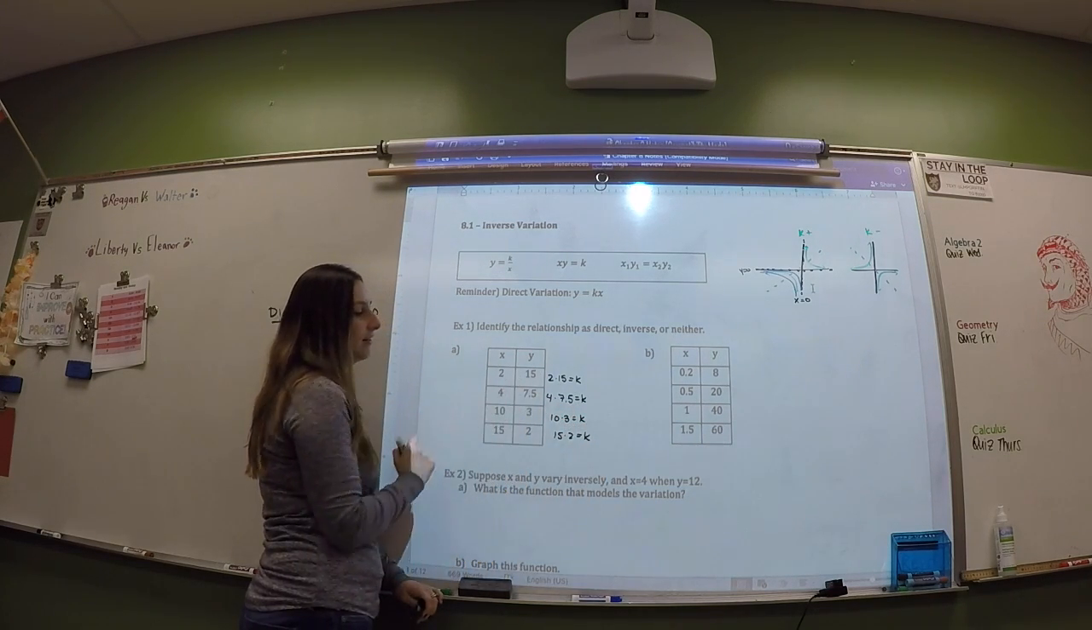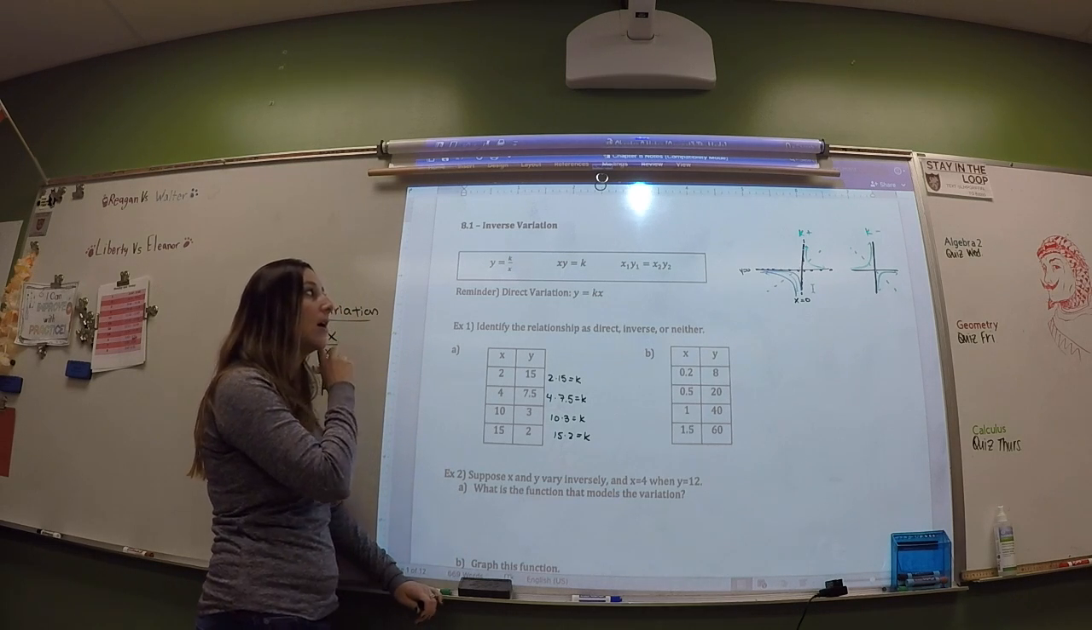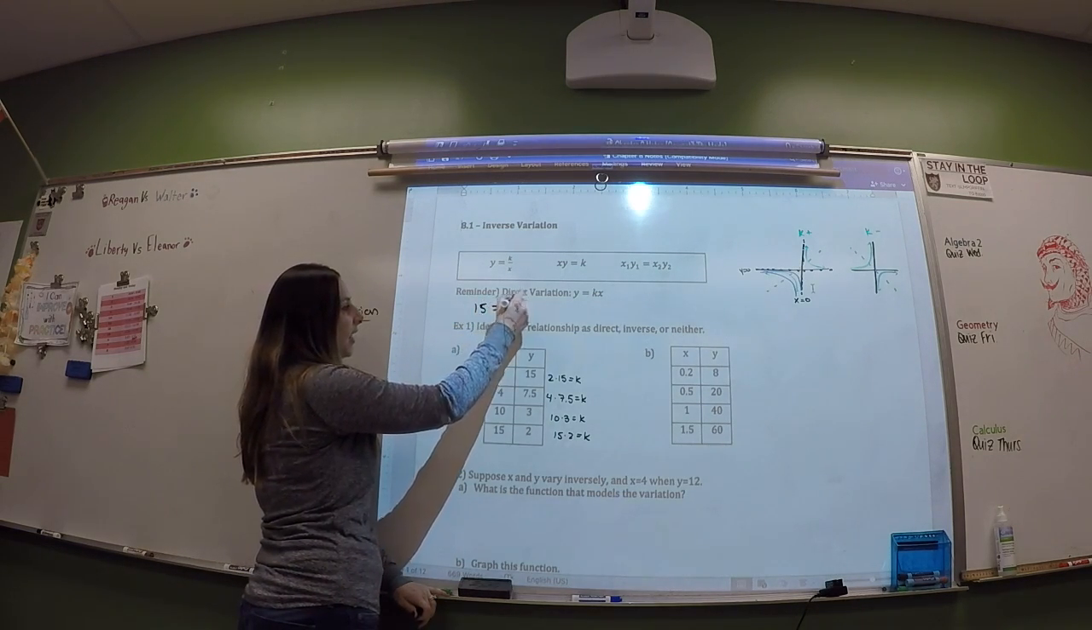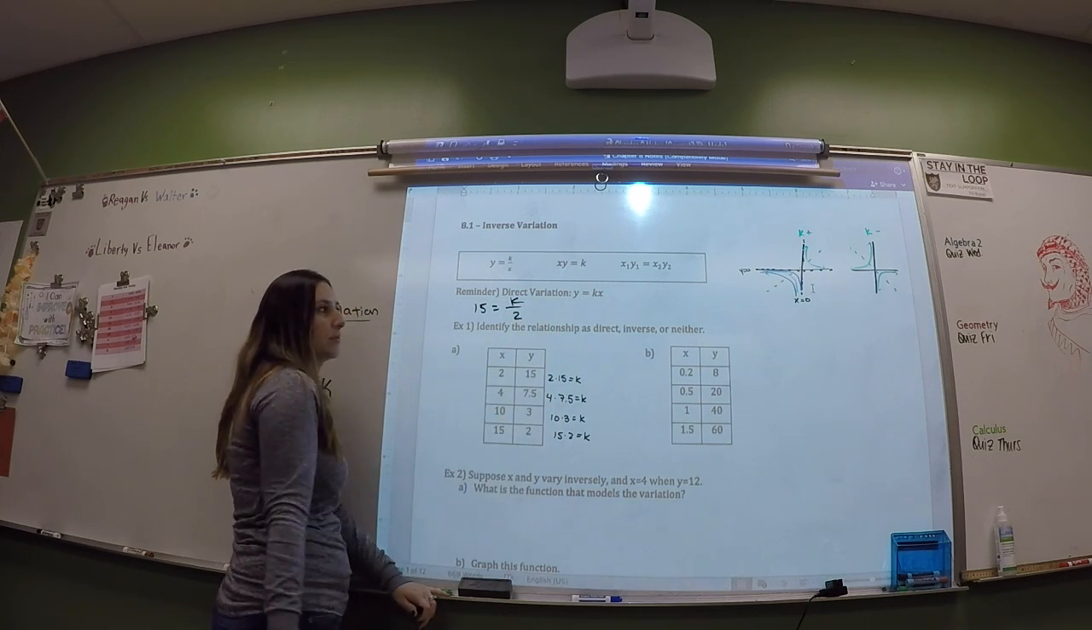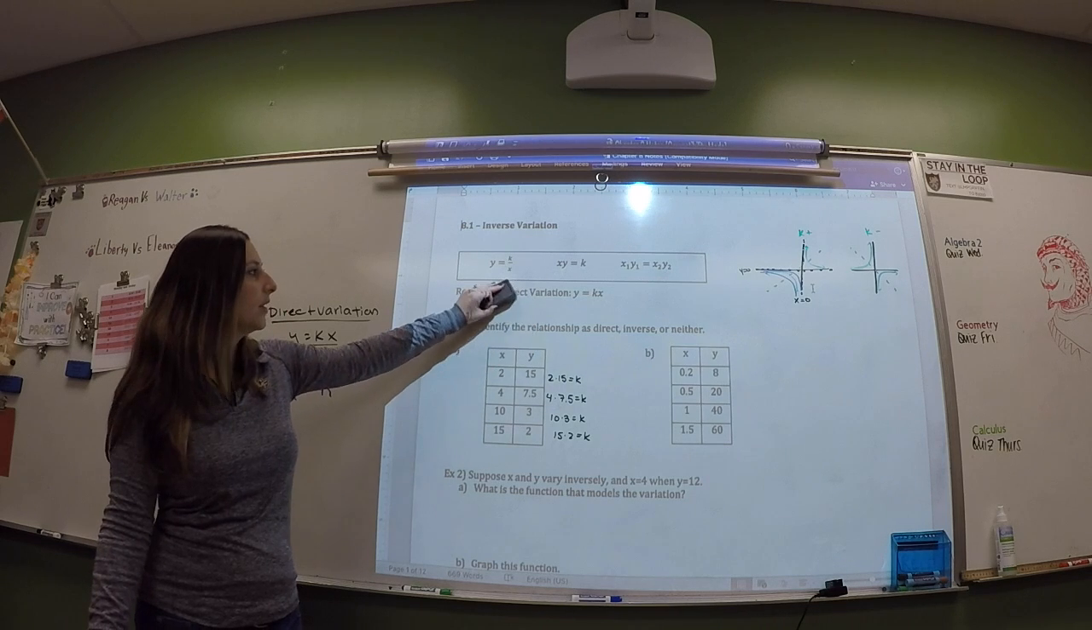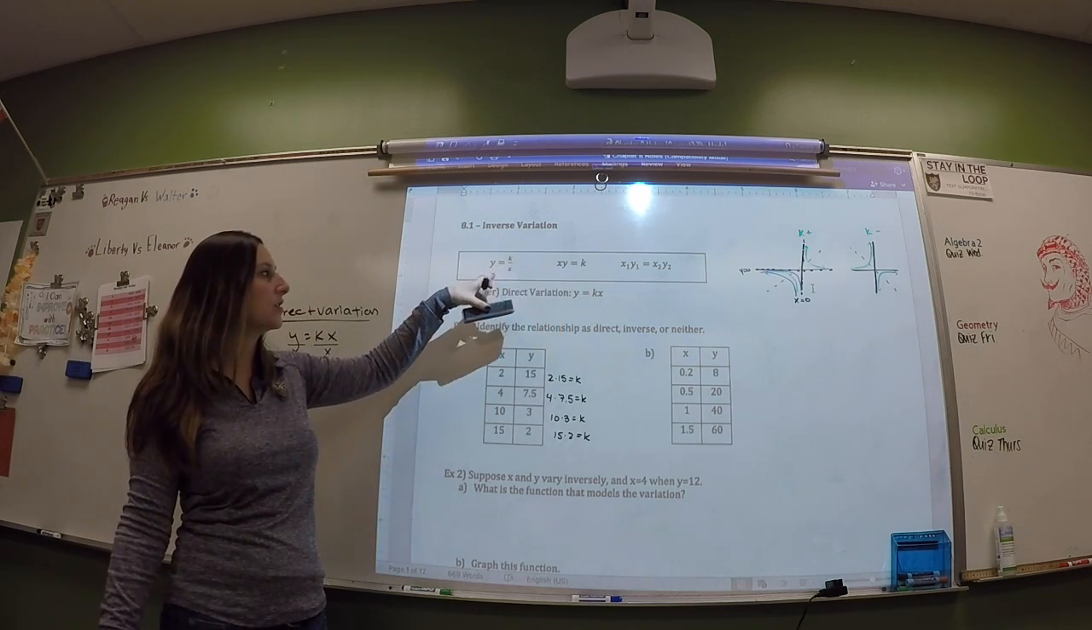Wait, how would you do it with y equals k over x? Because how do you find the k? Well, you'd say 15 equals k over x, and then you'd multiply by 2. Oh, okay, you got it. This is just this equation solved for k.